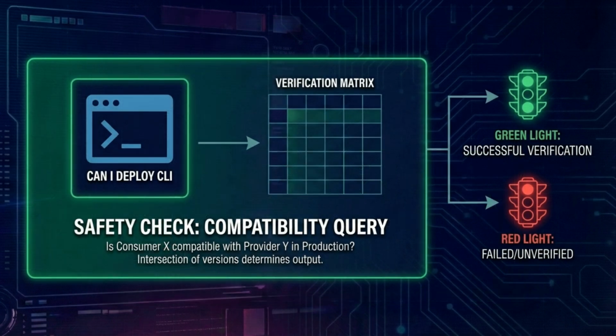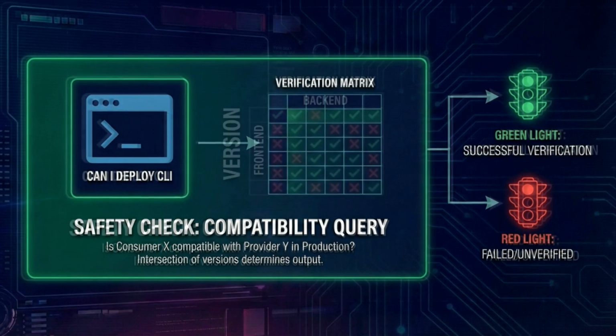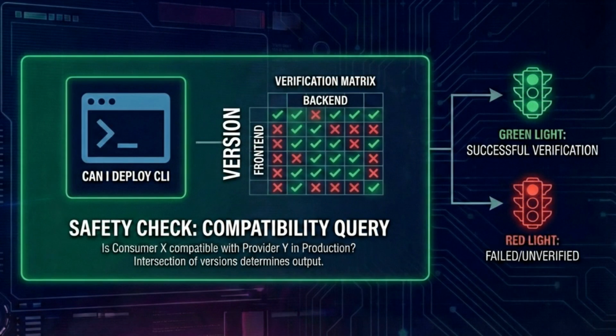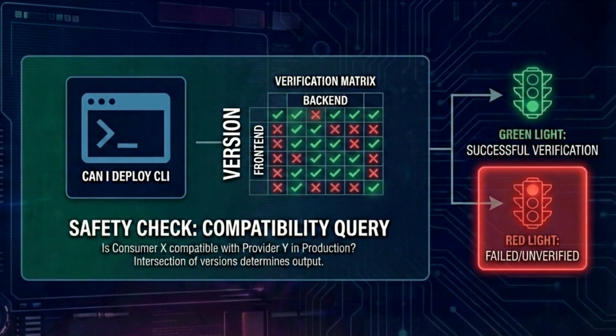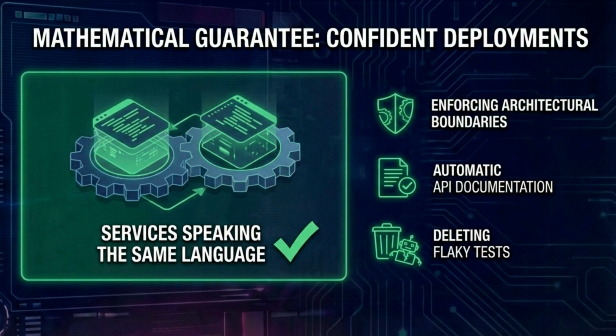Can I Deploy is a CLI tool that queries the verification matrix in your broker. Think of it as a safety check that asks a specific question. Is the version of the application I just built compatible with the versions of its collaborators that are currently in production? It looks at the intersection of the consumer version and the provider version. If they have successfully verified each other in the past, green light. If they have never met or if the verification failed, red light. You place this check immediately before your deployment step. If Can I Deploy returns success, you are mathematically guaranteed that your services speak the same language.